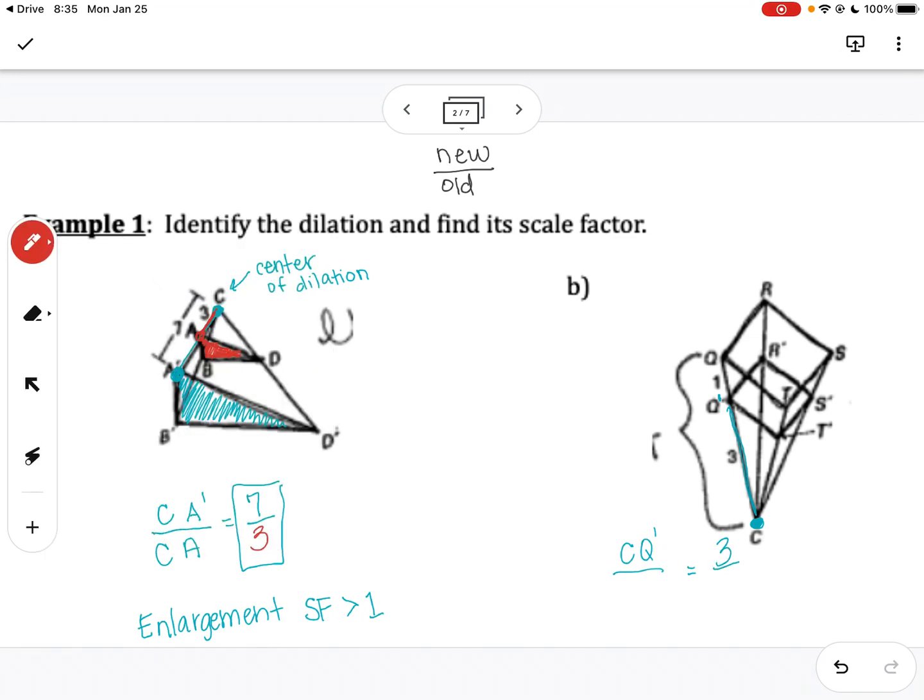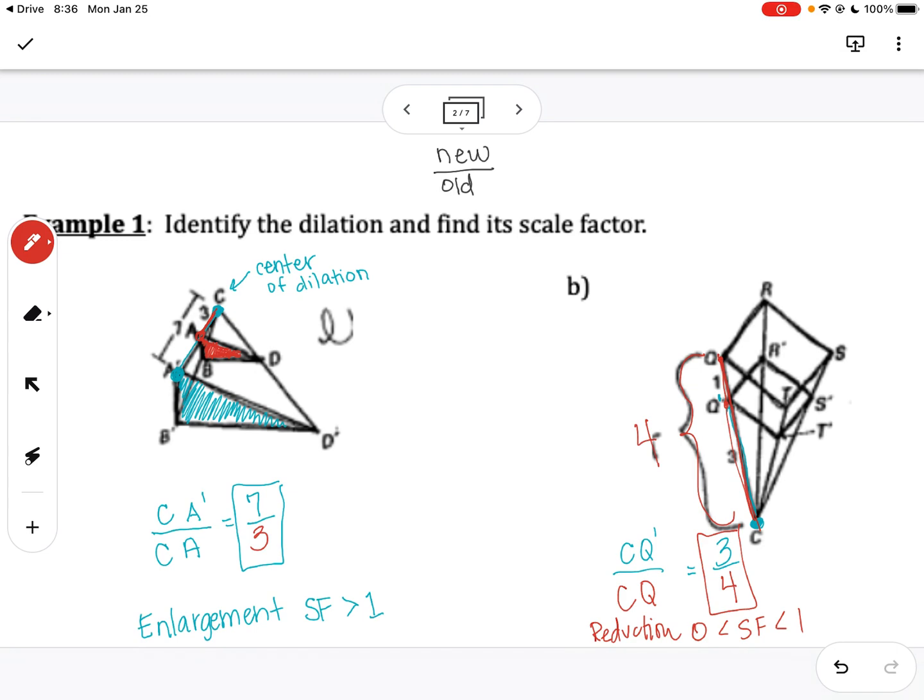And I'm going to put that over the old. The old is from C to the pre-image of Q, which is this entire segment. So from Q to Q prime is 1 unit, and from Q prime to C is 3 units. Altogether, that distance is going to be 4 units. So the scale factor here is 3/4. If the scale factor is less than 1, so it's got to be a positive number, but less than 1, so we'll say the scale factor is between 0 and 1, then this is going to be a reduction.